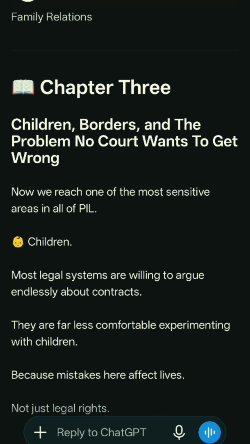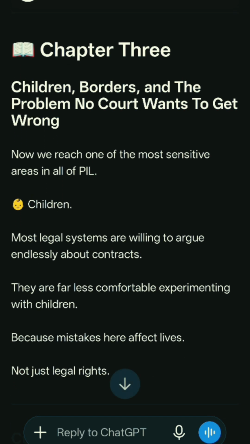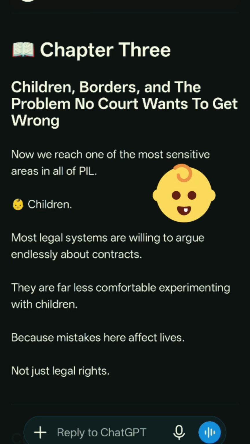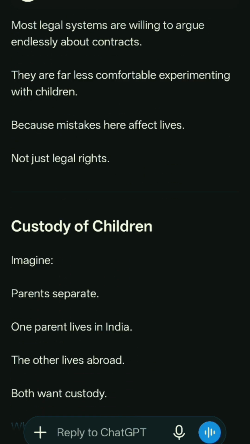Chapter 3. Children, borders and the problem no court wants to get wrong. Now we reach one of the most sensitive areas in all of PIL. Children. Most legal systems are willing to argue endlessly about contracts. They are far less comfortable experimenting with children because mistakes here affect lives, not just legal rights.